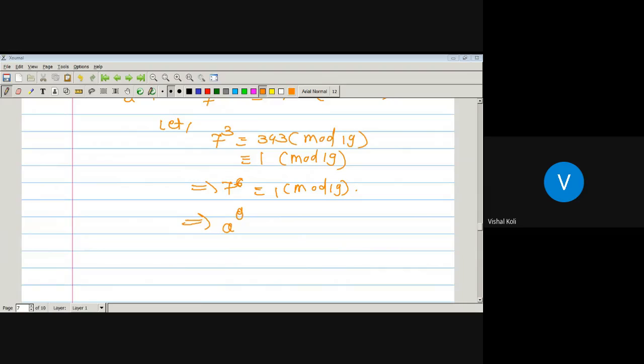That is, a to the power phi of n upon d is congruent to 1 modulo 19. Then by that note, the congruence x to the power 15 congruent to 7 modulo 19 is solvable, or has a solution. And here is the proof.